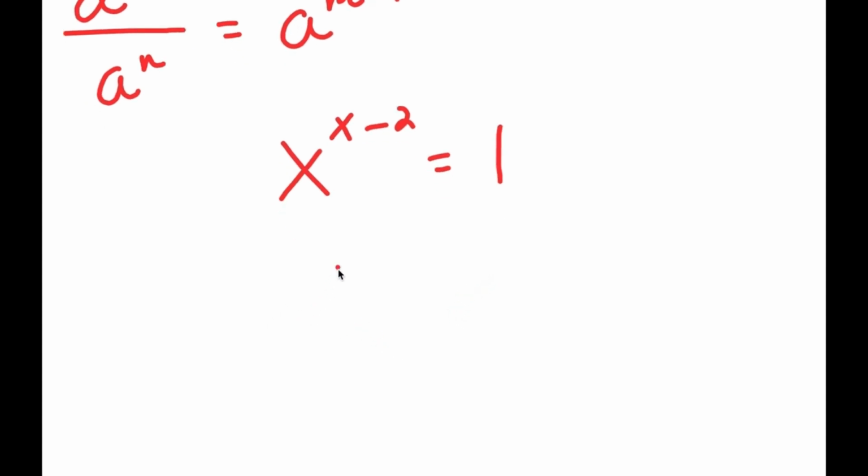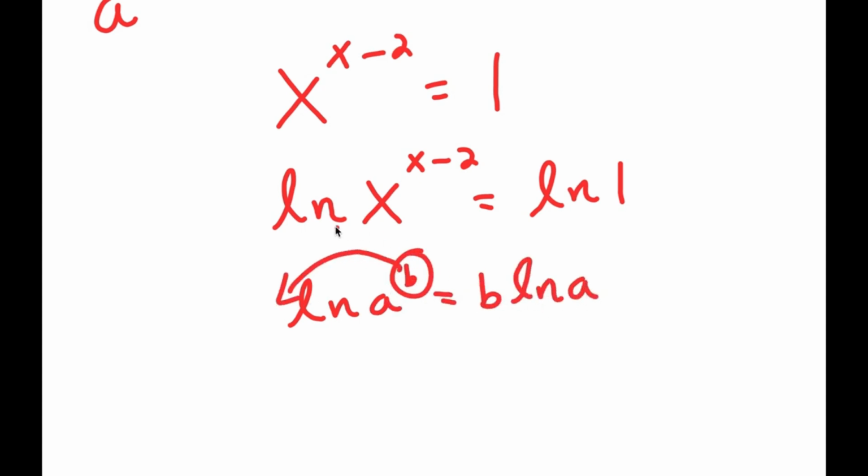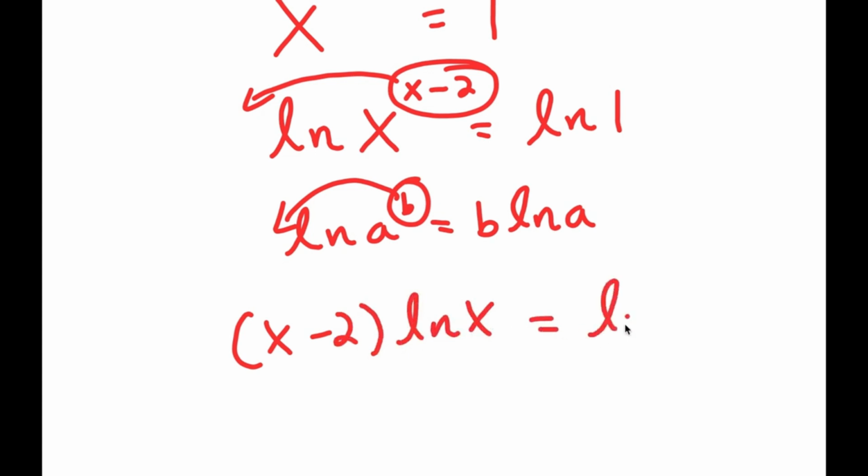Now, I'm going to take the natural log, or ln, on both sides. So I get ln of x to the power of x minus 2 is equal to ln 1. If I have something in the form ln a to the power of b, I can move this exponent b to the front, so it's going to equal b times ln a. In this case, I have ln of x to the power of x minus 2, and I can move this to the front. So I get (x minus 2) times ln x is equal to ln 1.